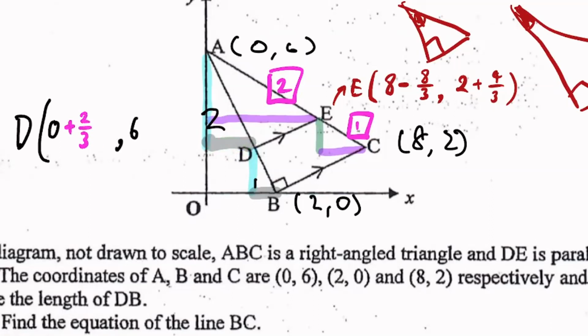But 2 divided by 3 will give you 2 units plus 1 unit, 3 units. So that's only 1 unit. But this length here is not 1 unit, it's 2 units. So you need to times 2 exactly. Then how about the 6? Minus 6 divided by 3 times 2. Very good. Exactly.